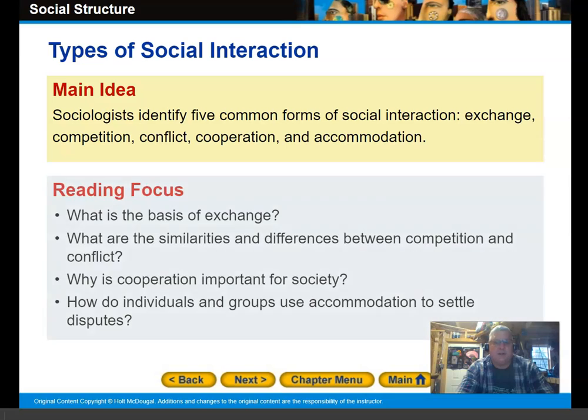and accommodation. So at the completion of this section, you should have in your notes what is the basis of exchange, what are the similarities and differences between competition and conflict, and why is competition important for society? How do individuals and groups use accommodation to settle disputes?